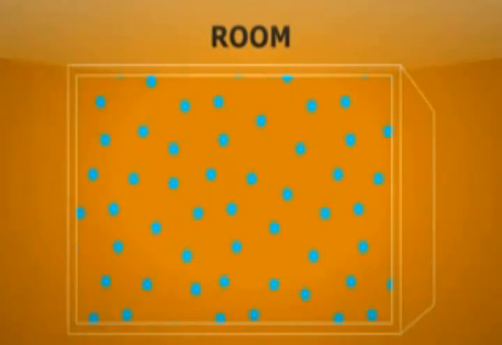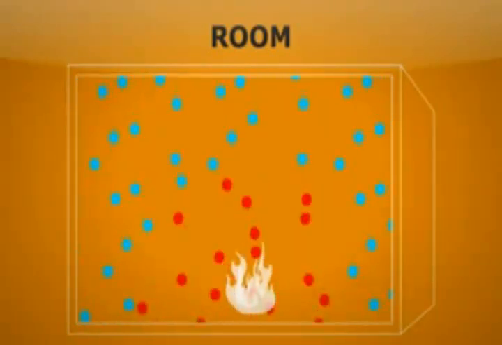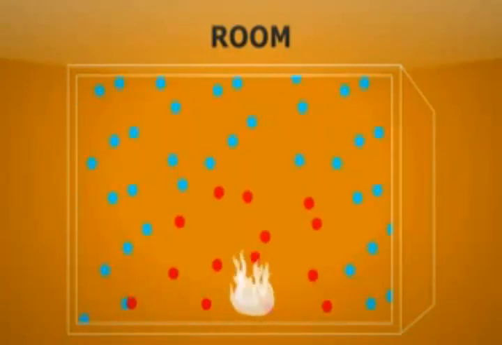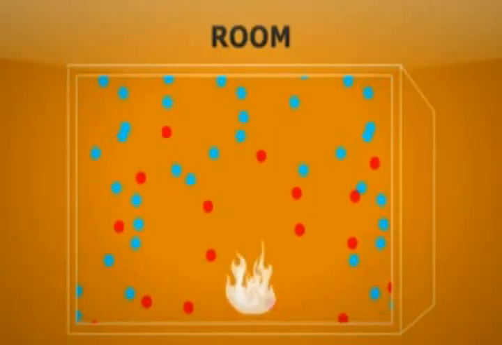So let's consider these gas particles in a room. They all have roughly the same energy, which we can see because they are all moving at the same speed. Let's put some fire in the room. Now the particles by the fire start to gain energy from it, and they start to move faster. And because they are moving faster, they spread out. So they become less dense, and because of that, they rise.